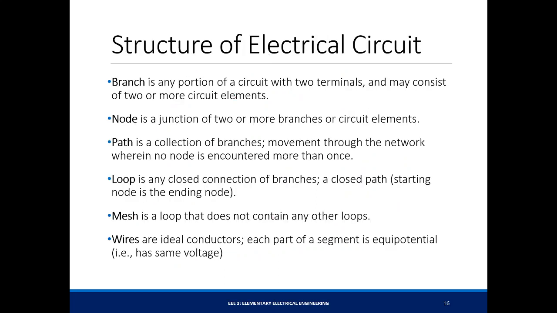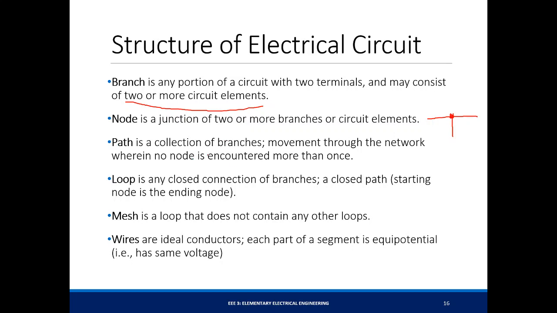Okay, so these are just definitions. Let's go one by one. A branch is any portion of a circuit with two terminals. It may consist of two or more circuit elements. A node is a junction, so it's where two or more branches connect. So this is one node, a junction where two or more branches connect.